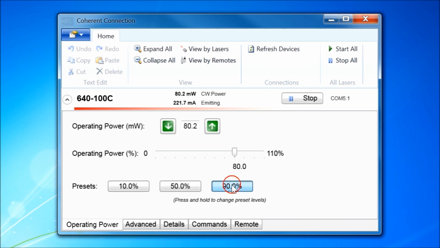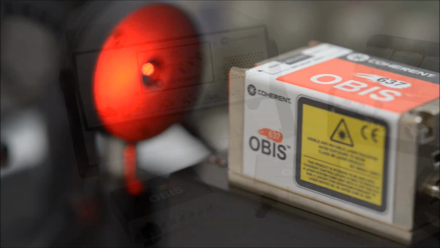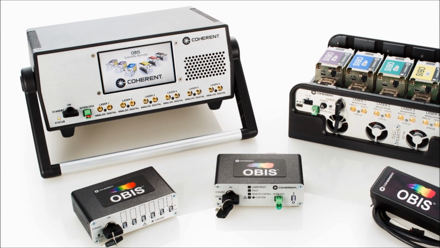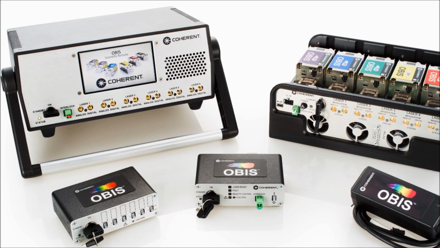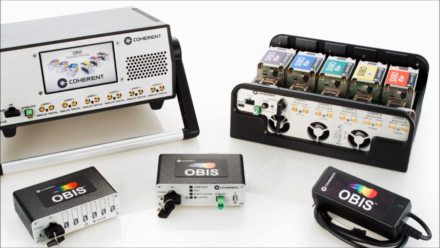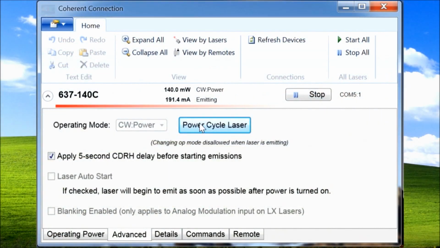OBIS LS lasers have power controls from 10% to 110% of the rated power. OBIS LX lasers have power controls from 1% to 110% of the rated power. OBIS lasers offer a standalone, all-in-one laser solution. To complement the laser, there are OBIS remotes with a variety of features including modulation, USB, RS-232, and Ethernet. Refer to the specific remote for a full list of features.